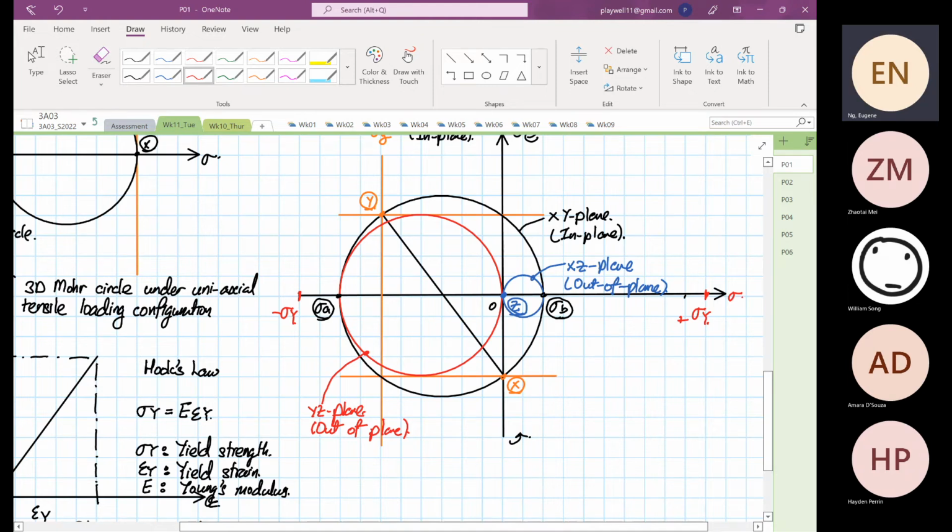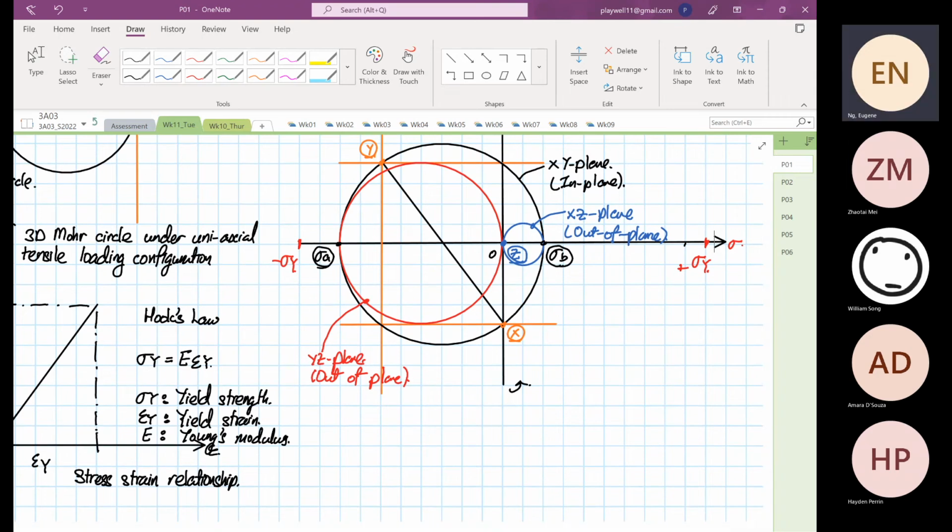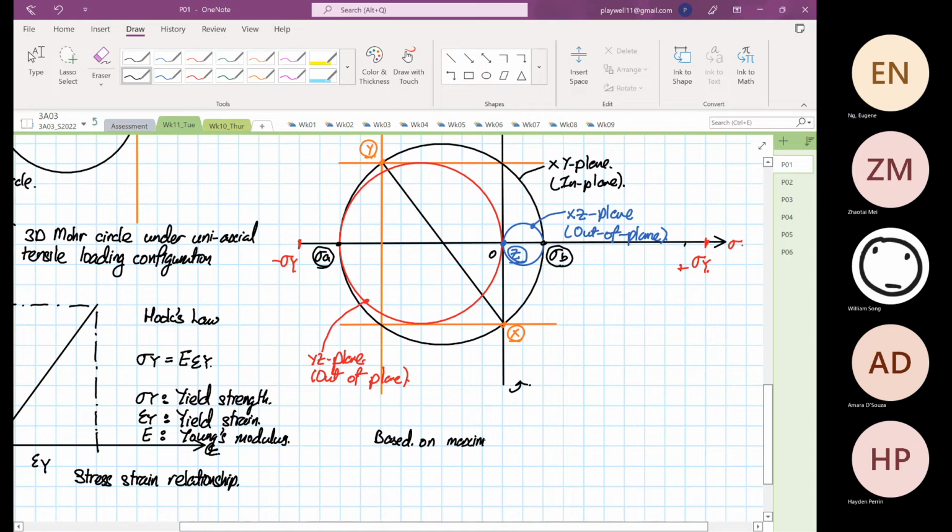And in general, based on the maximum shear stress criteria, or in other words, if you look at this data, or if you see the maximum shear stress criteria, they usually call it the Tresca criteria, which I will teach next week. Okay.